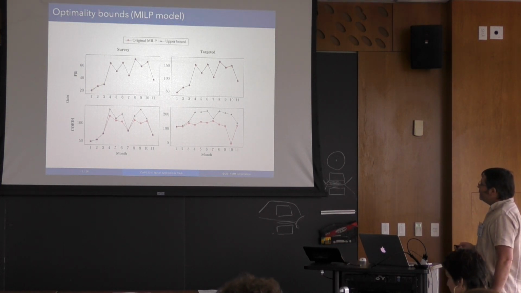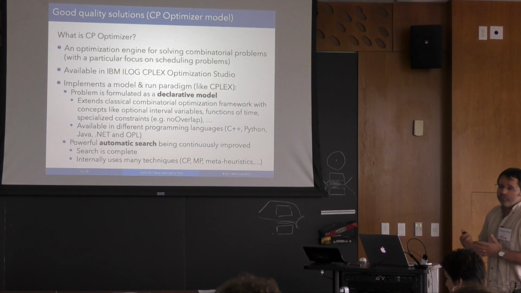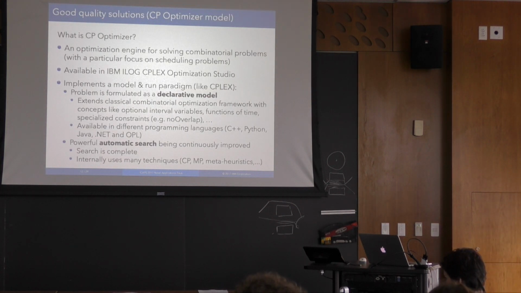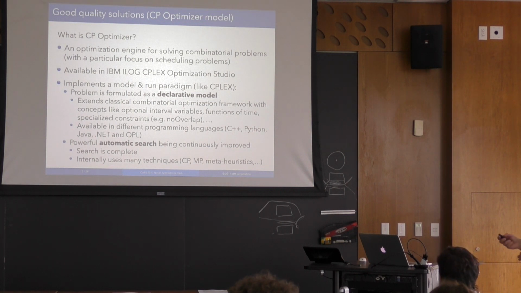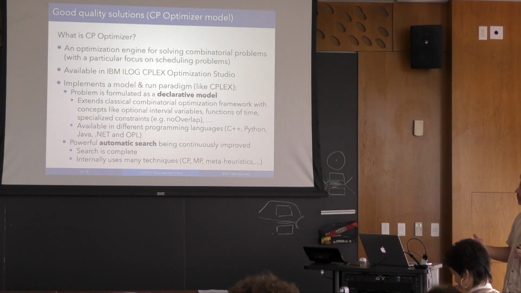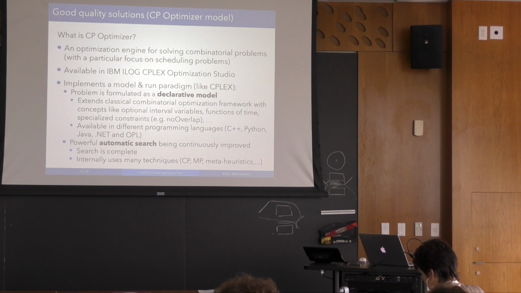Okay. So the second thing we did is to try to produce good quality solutions for the problem. And for that, we are using a CP Optimizer model. For those who do not know about CP Optimizer, it's an optimization engine for solving combinatorial optimization problems. It's available if you have CPLEX, for instance. If you're using CPLEX, you can also use CP Optimizer. And the idea is to have a way of working with CP Optimizer that really looks like the way you would work in MIP. That is, it's focused on a declarative model.